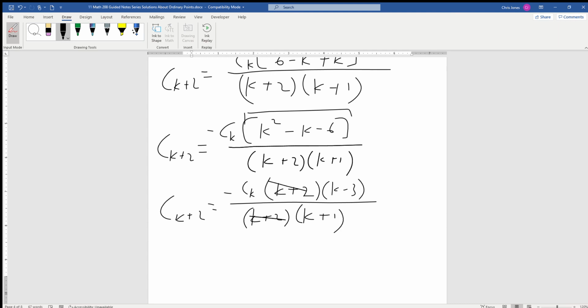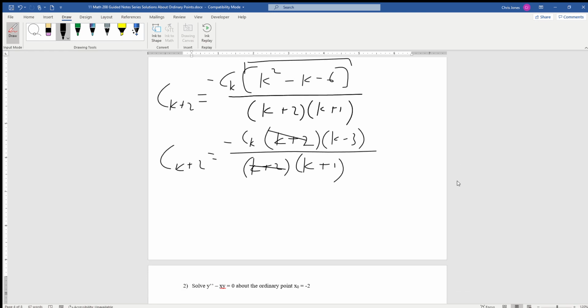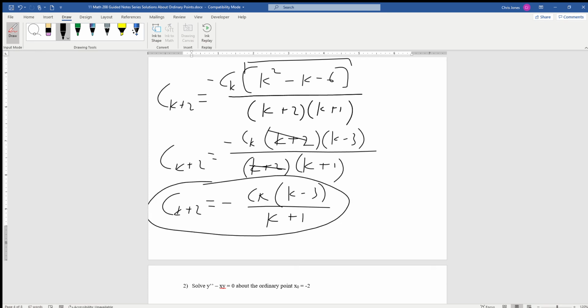And now the k plus 2 simplify, and that's what we were hoping, that something would simplify. And so finally we get c sub k plus 2 is equal to the opposite of c sub k, k minus 3 over k plus 1. So that's our generating function. And we're going to stop the video here, and in the next video we're going to use the method of iteration to get to our two solutions for c sub n, and then ultimately get to two series solutions.